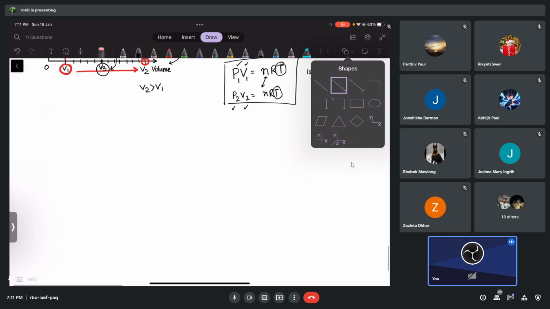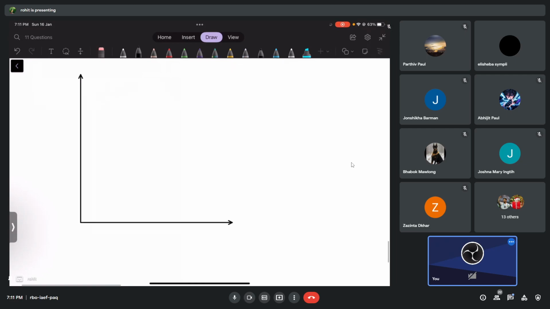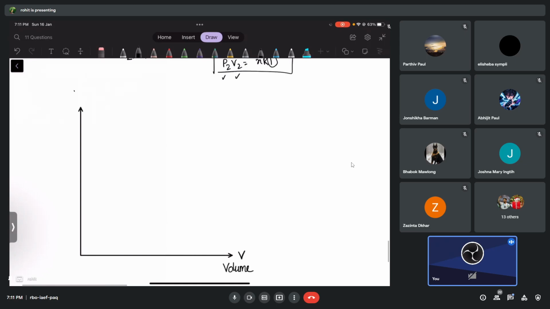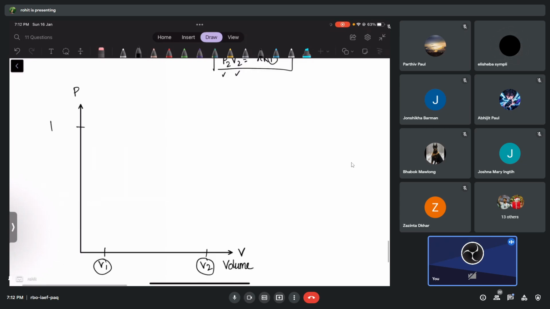Let me quickly draw another graph. It's not a very difficult thing. Even if I have the volume axis here and this is the pressure axis, this is volume V1, this is volume V2. Definitely V2 is greater than V1, and let's say I have points for pressure P1 and P2. You can understand which one is great and which one is small: P1 is large, P2 is small. When the volume is V2, the pressure is this much, and when the volume is V1, the pressure is this much.